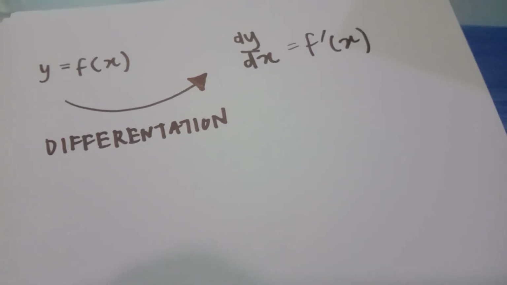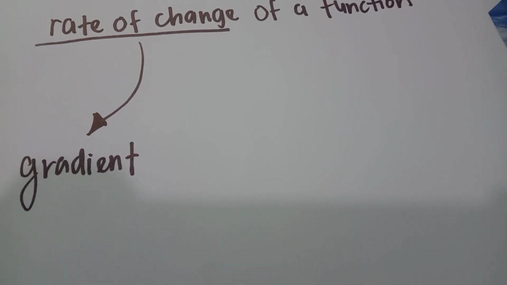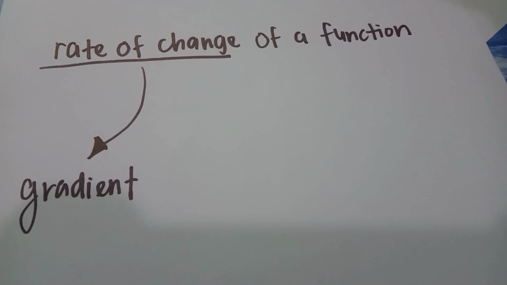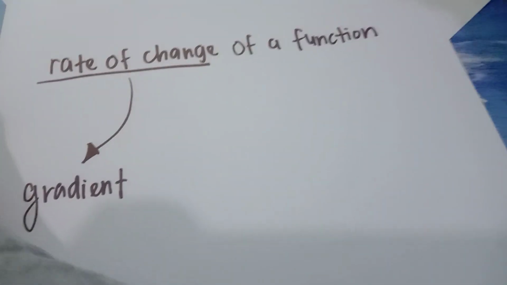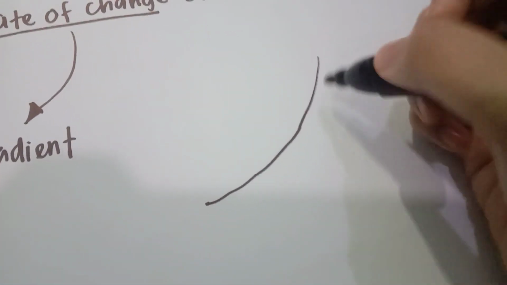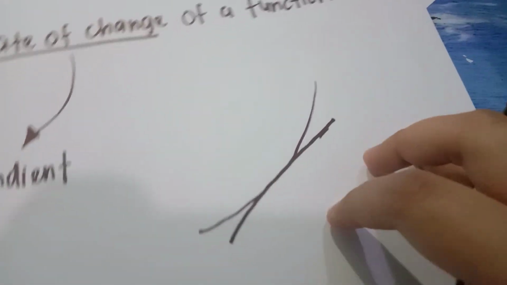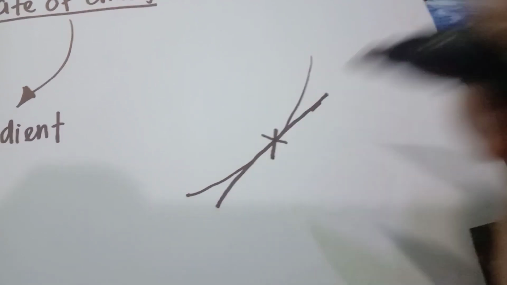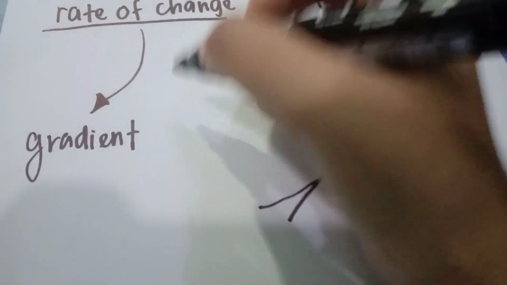Okay, so what is it that we have actually done? Basically, what we have done there is found the rate of change of a function. The rate of change is simply given by the gradient. So if we had a curve, we could find the rate of change by just looking at the tangent, and here is the tangent. So the gradient is another word for the tangent.